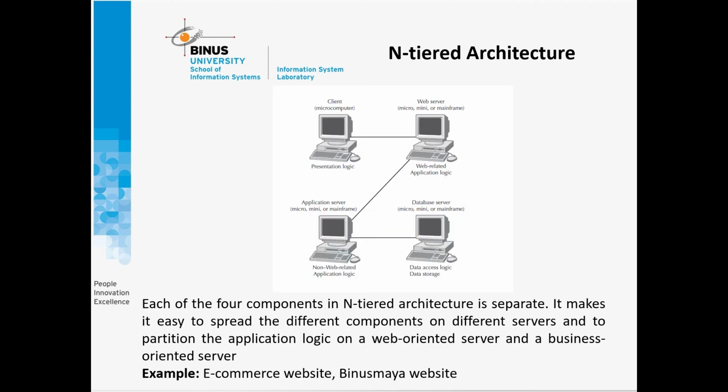Last, n-tier architecture. In n-tier, N refers to the number of tiers or layers being used. For example, you have 4 tiers, or it depends on how many tiers you have. In this n-tier architecture, we have 4 components. Each of the 4 components in n-tier architecture is separate. It makes it easy to spread the different components on different servers and to partition the application logic on a web-oriented server and a business-oriented server. This type of architecture is common in today's web-based e-commerce systems. Another example is the BINUS Maya website. BINUS Maya is categorized as n-tier architecture because the BINUS Maya website has many views that can be accessed according to their role.